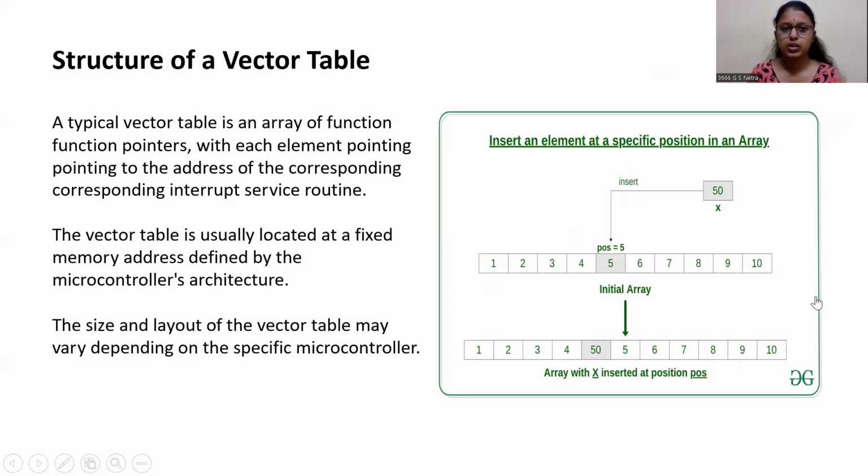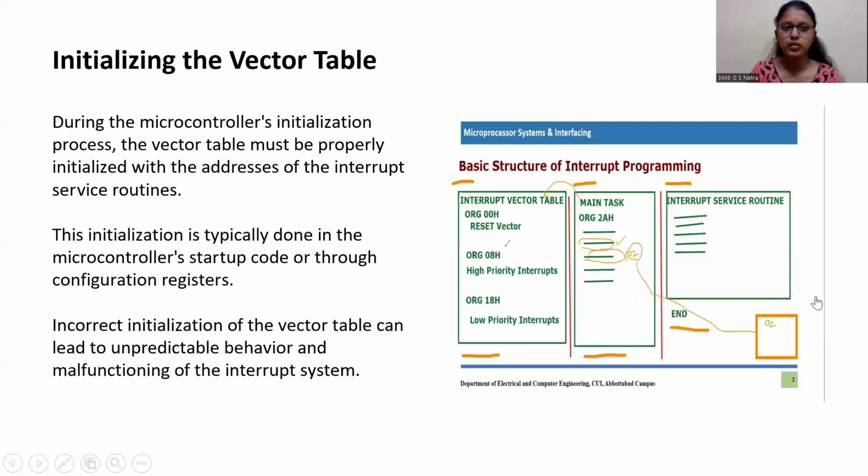Next, structure of a vector table. A typical vector table is an array of function pointers with each element pointing to the address of the corresponding interrupt service routine. The vector table is usually located at the fixed memory address defined by the microcontroller's architecture. The size and the layout of the vector table may vary depending on the specific microcontroller.